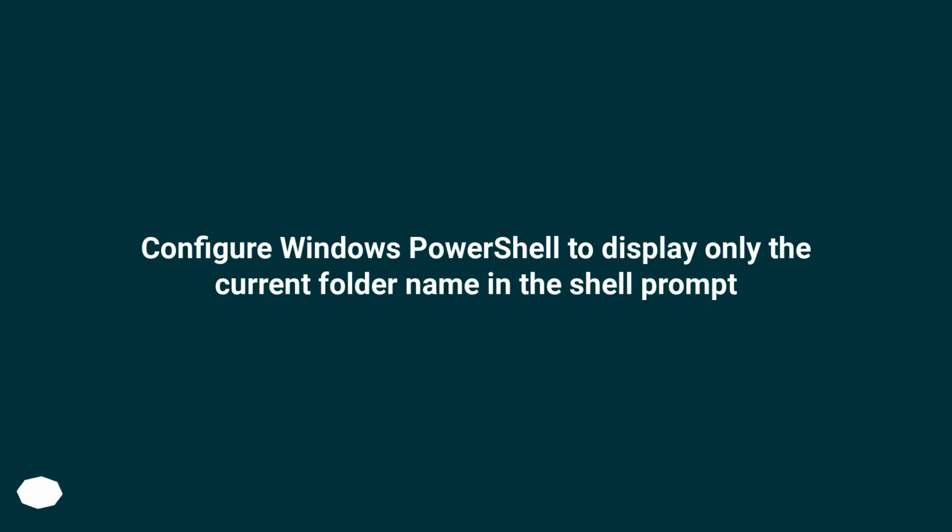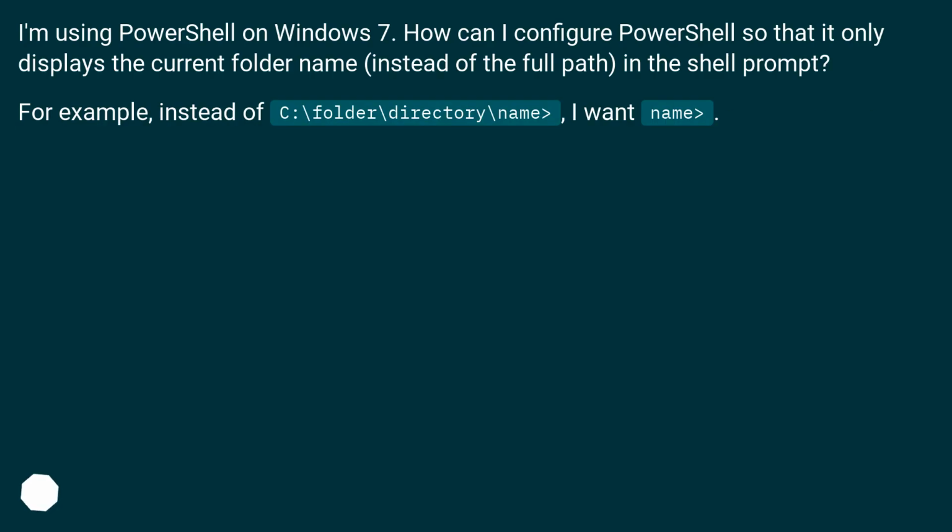Configure Windows PowerShell to display only the current folder name in the shell prompt. I'm using PowerShell on Windows 7. How can I configure PowerShell so that it only displays the current folder name, instead of the full path, in the shell prompt? For example, instead of c:/folder/directory/name>, I want name>.